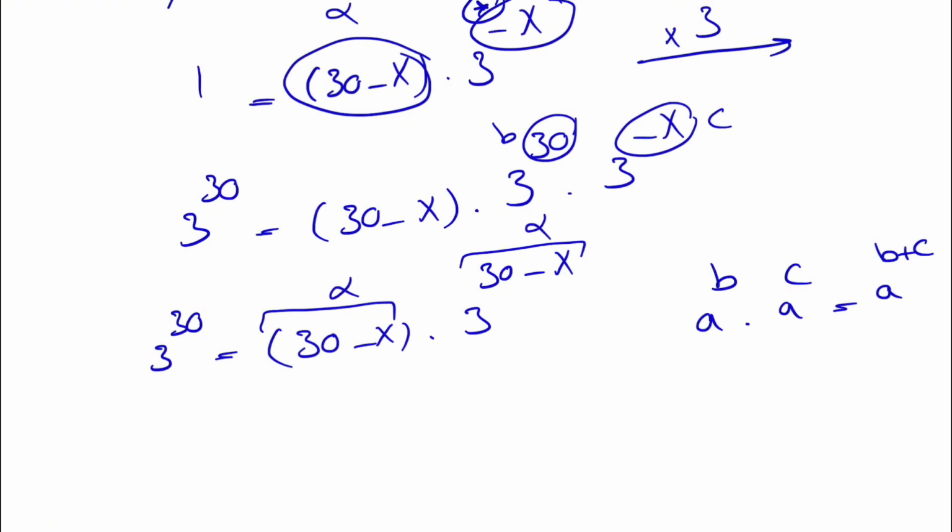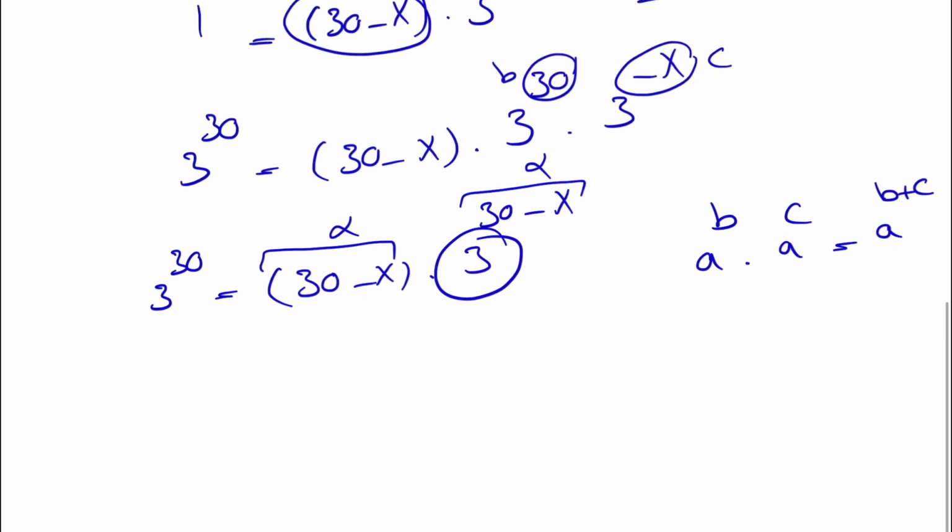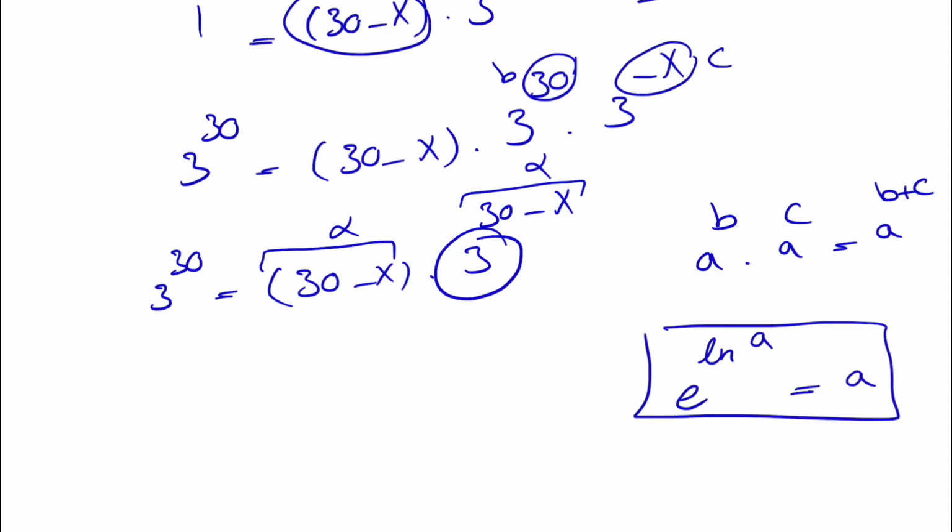So we built that alpha, but the thing is we don't have e in here and we have 3, meaning we have to use something else in order to build that Lambert function that we're looking for. And from the laws of the natural log, we know when we have e to the power of natural log of a, this will be equal to a. So if we want to use that in here, e to the power of ln of 3 is 3.